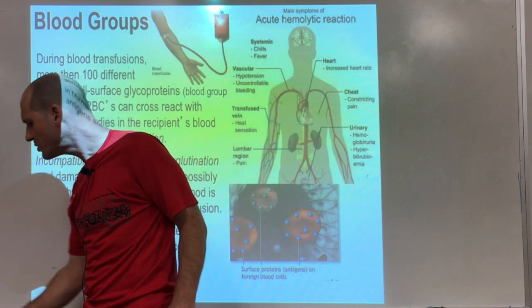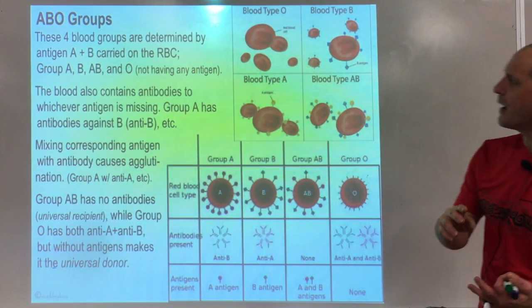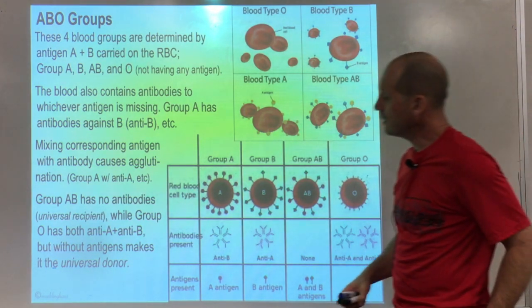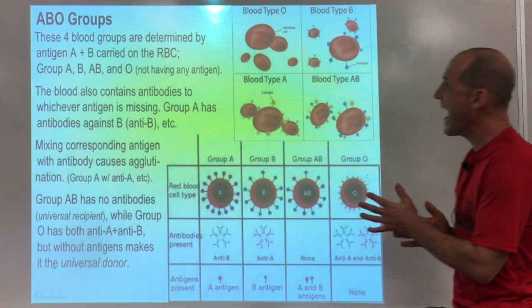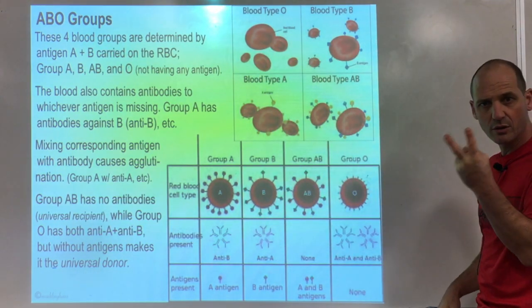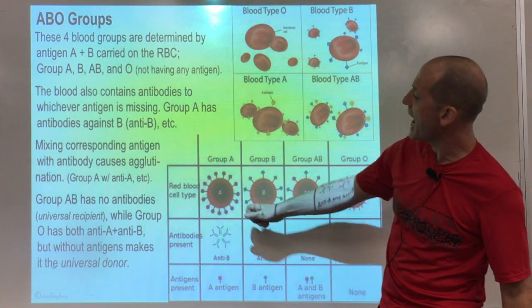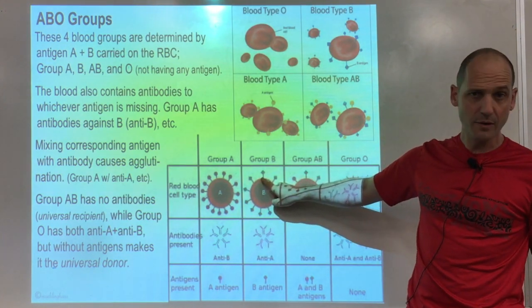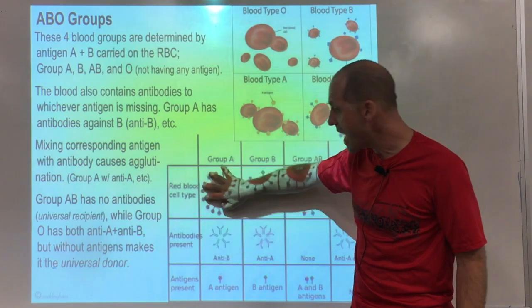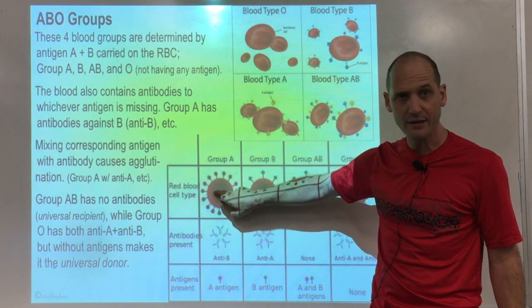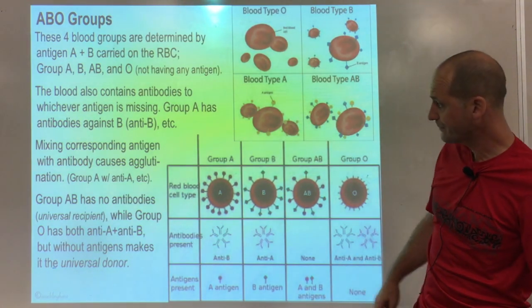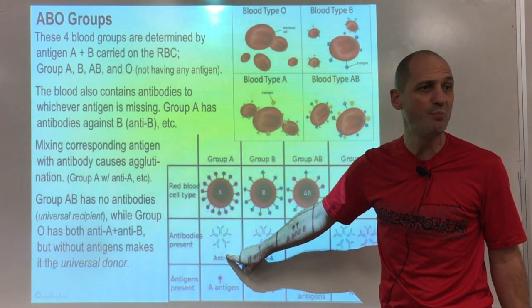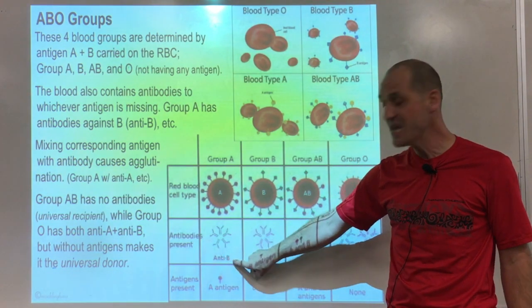So, in us humans, we have two systems. We have the ABO system and we have the Rh system. In the ABO system, we basically have two antigens that we look at. We have an antigen A and we have an antigen B. Let's say I have group A. If I have A antigens on me, my body will have antibodies for the other one, for the B antigen.